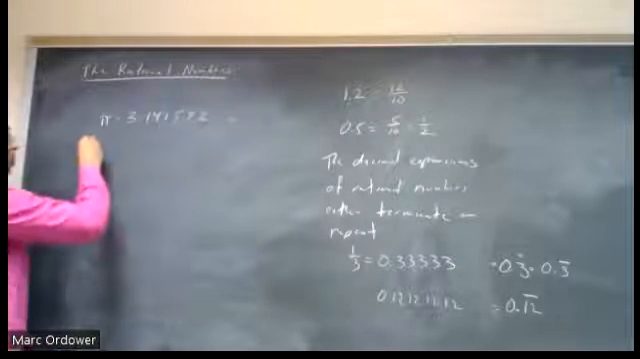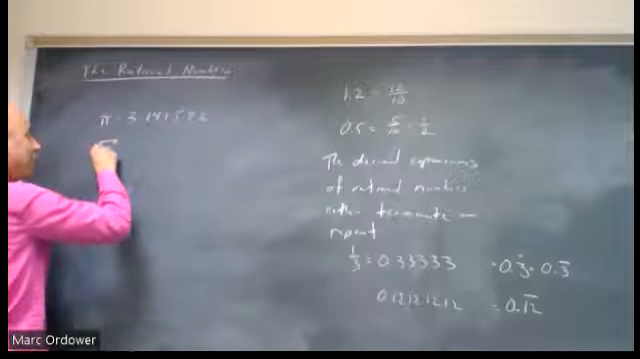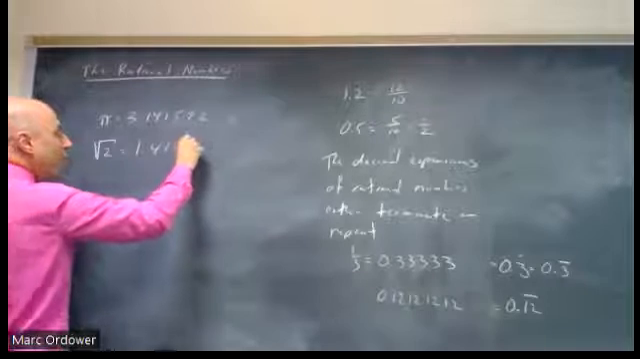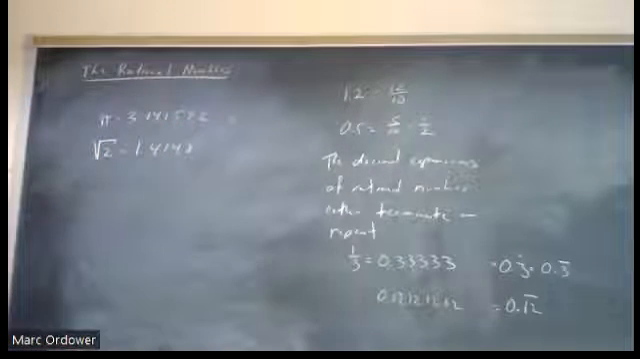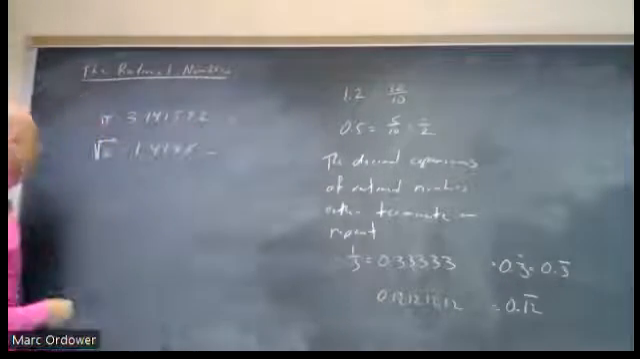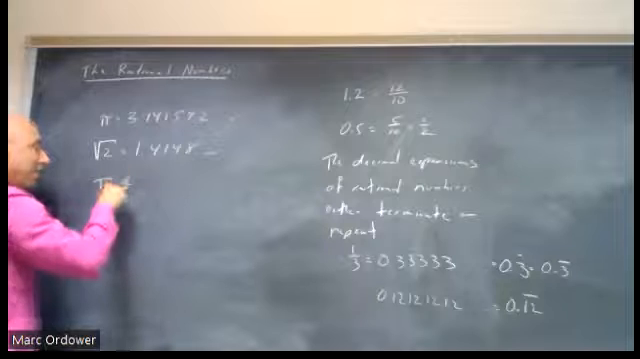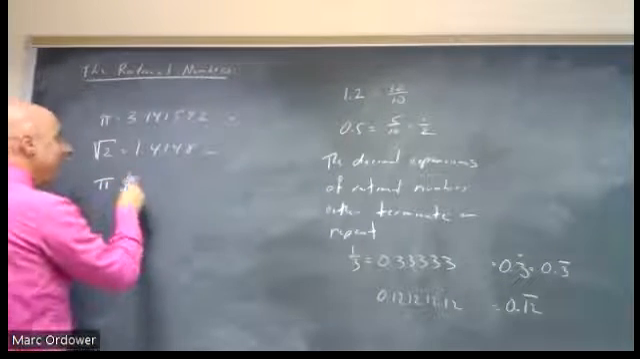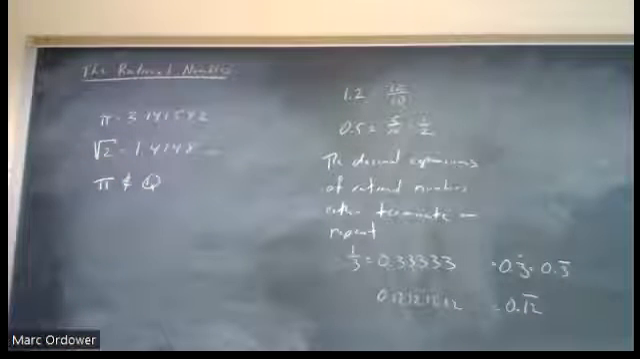If you take the number square root of 2, the number that when you square it, you get 2, this is also not a rational number. This is about 1.4142, and then it keeps going on, but it does not repeat forever. So these numbers are not rational numbers. We could write pi, you take the symbol for in and you put a bar through it, that means not in. Pi is not in the set of rational numbers. Neither is the square root of 2.